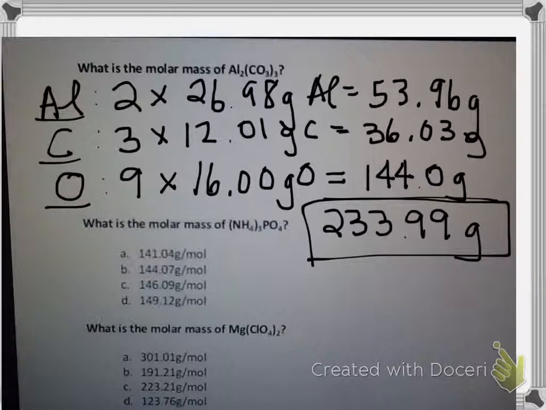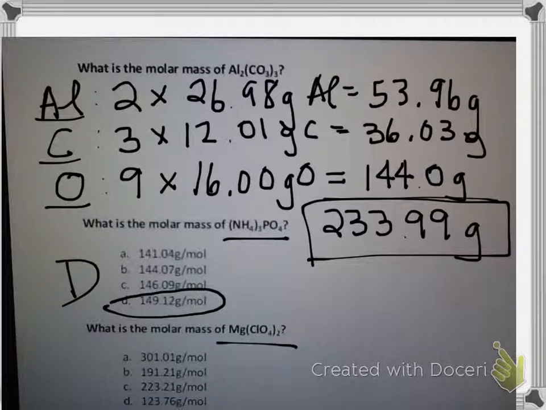I'm going to challenge you to do the next 2 on your own, so you could pause it and try them out. I'll tell you the answer, so you might want to try them out now. But what is the molar mass of ammonium phosphate? The mass that you should get is D. And what is the molar mass of magnesium perchlorate? Well, the answer you should get is C. So try those on your own.